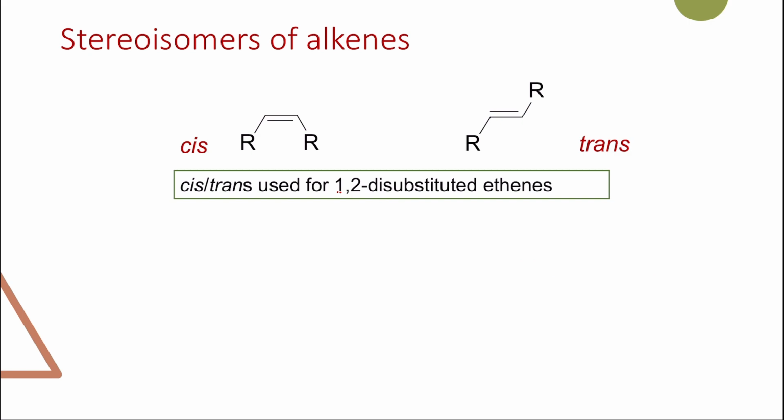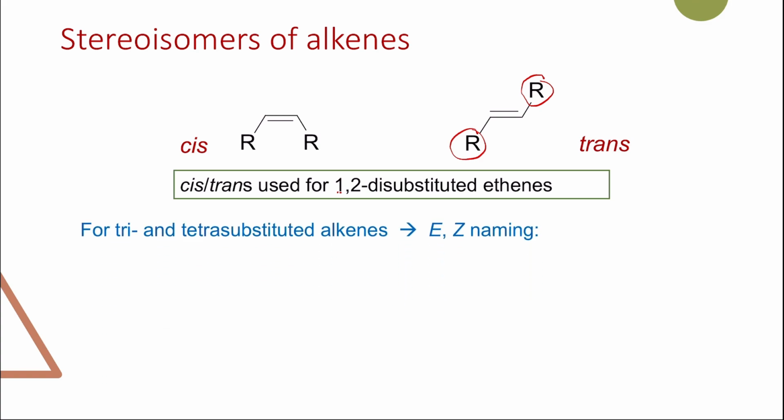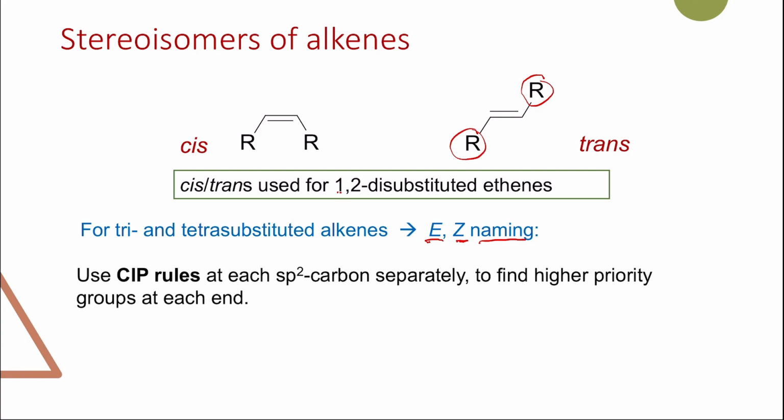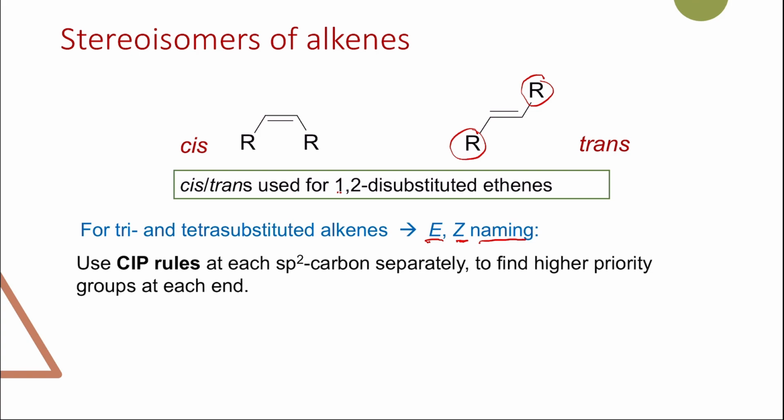ethenes. So if you have ethene like this and you only have two substituents on the two carbons, we can call this cis or trans. But the more general name we use is the E and Z. So we use the E and Z naming. We're going to use a rule called CIP rule at each of the two carbon atoms of the double bond, to give priorities to the different groups or different substituents. And based on the different groups which have the priority, whether they are on the same side or on opposite side, we're going to give it an E or Z.